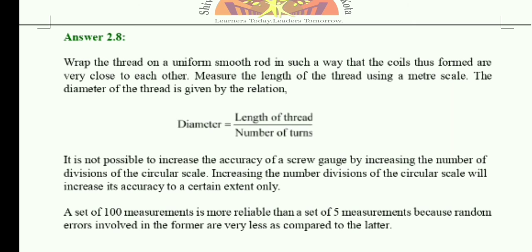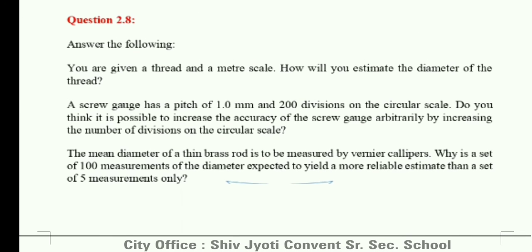Now come to the B part of the question. Question is, a screw gauge has a pitch of 1 mm and 200 divisions on the circular scale. Do you think that it is possible to increase the accuracy of the screw gauge arbitrarily by increasing the number of divisions on the circular scale? Basically, this is a practical based question.